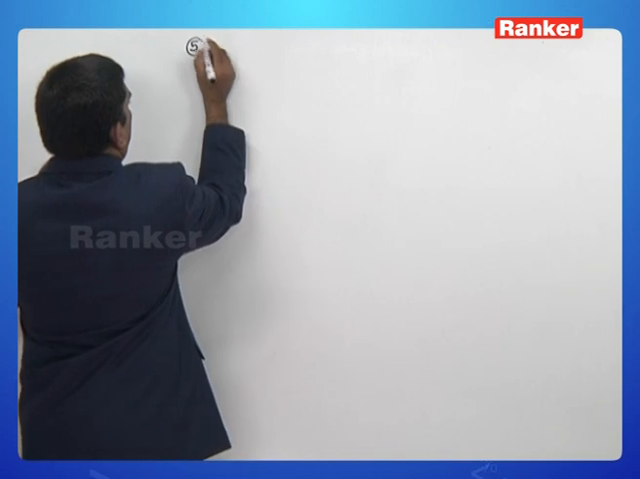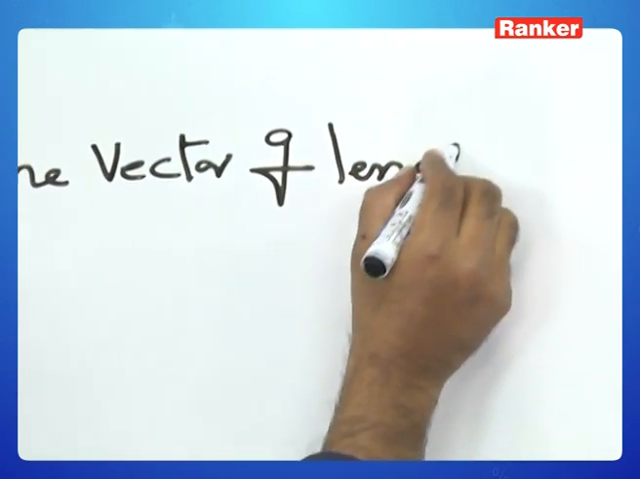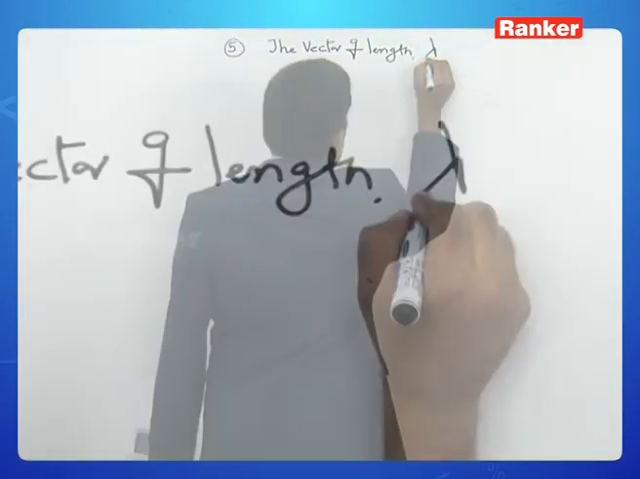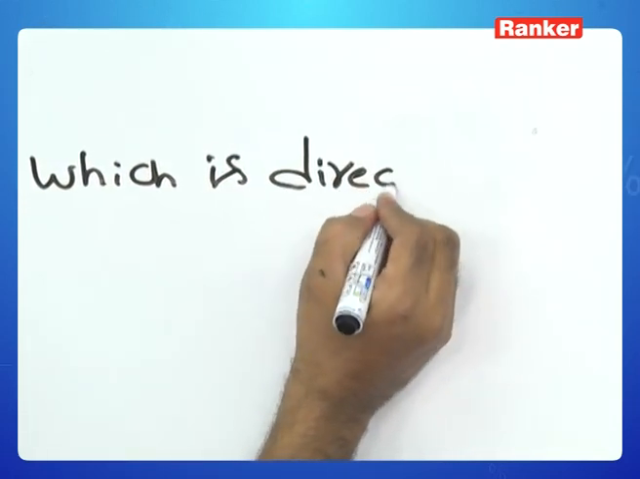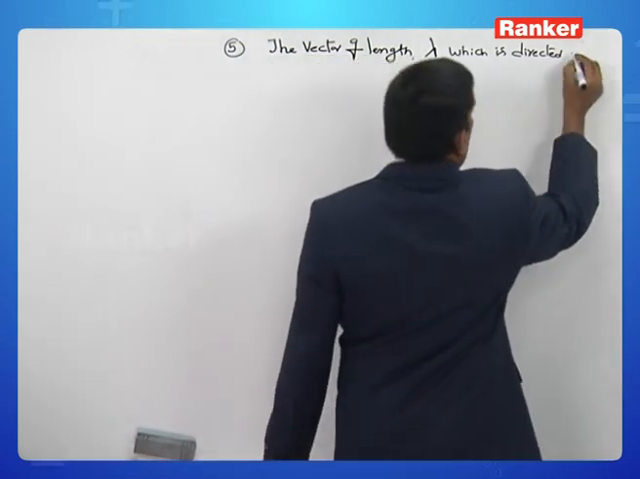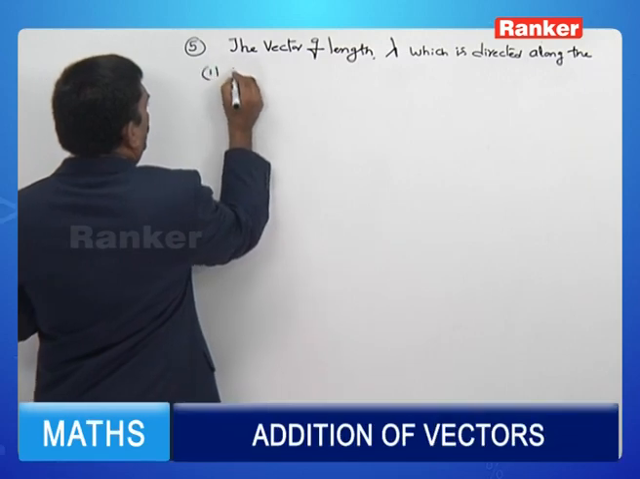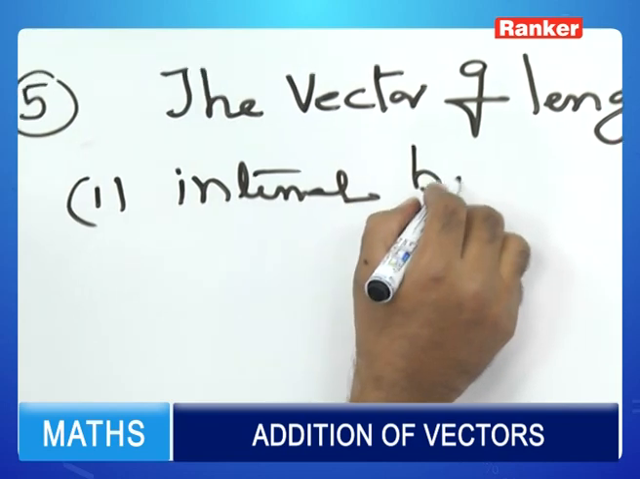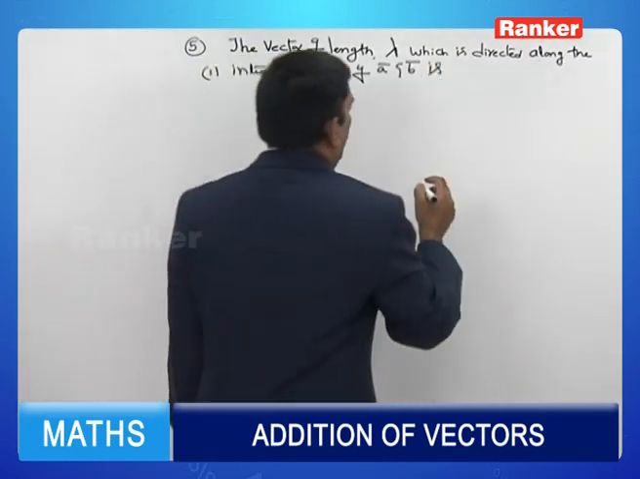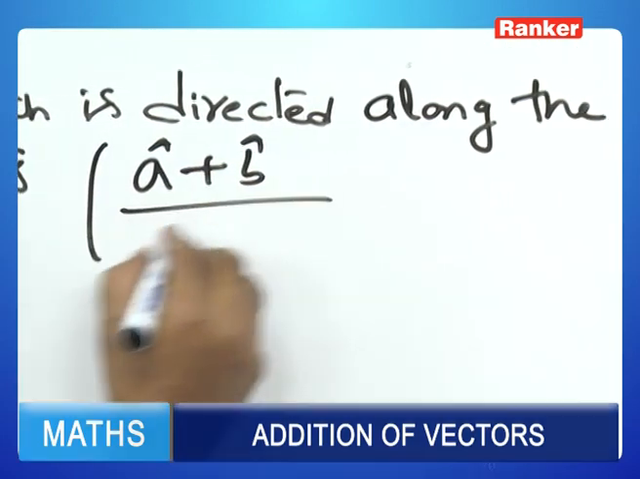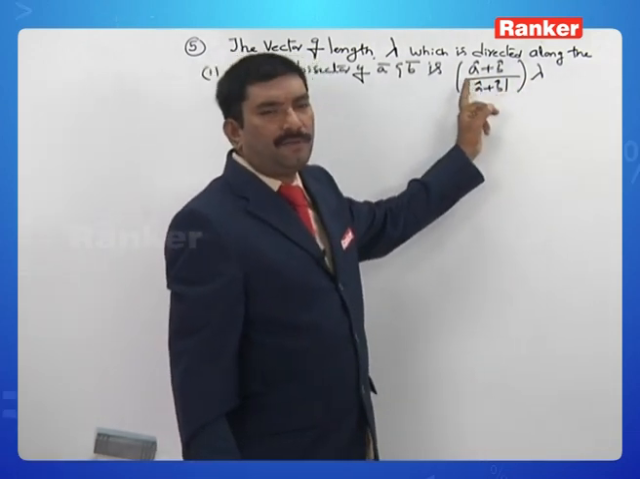Fifth point is the vector of length lambda, which is directed along the first one, internal bisector of A bar and B bar, is, I can write A cap plus B cap by modulus of A cap plus B cap into lambda. Scalar multiplication of a vector is once again a vector.